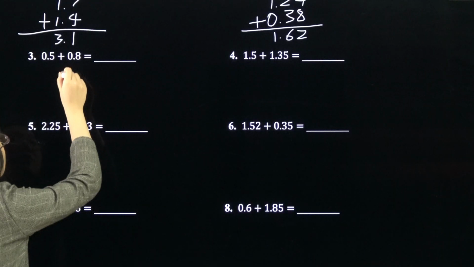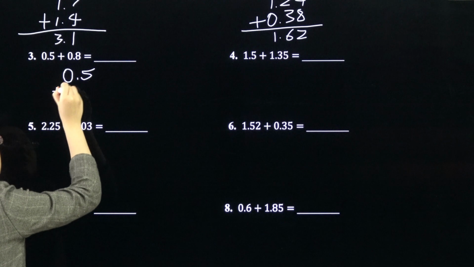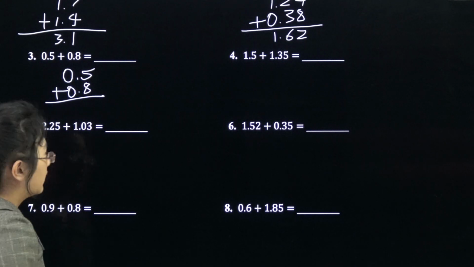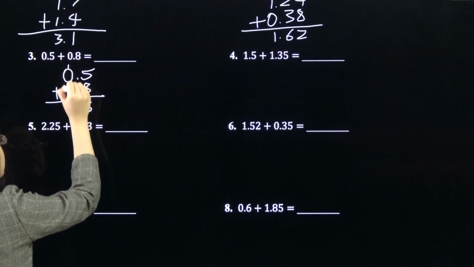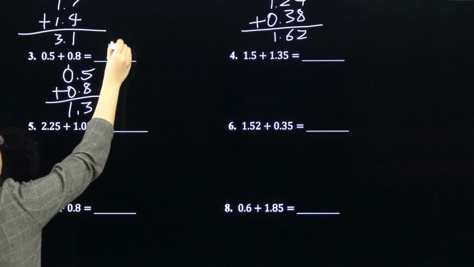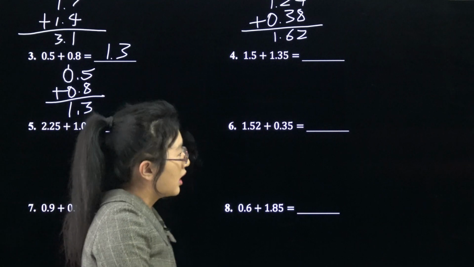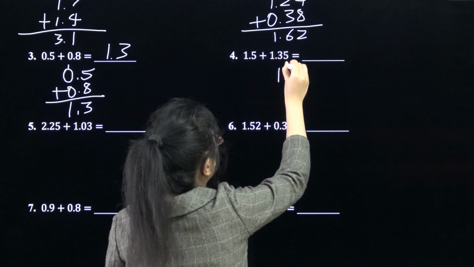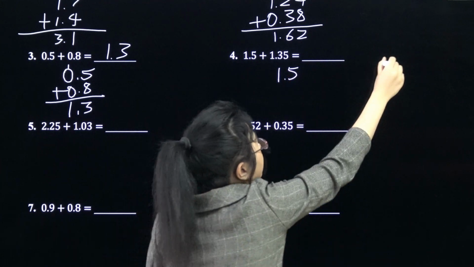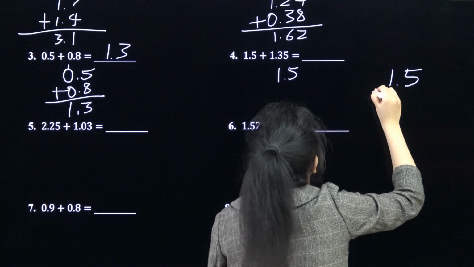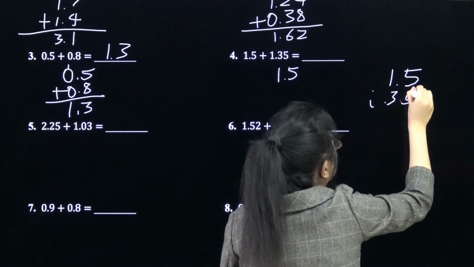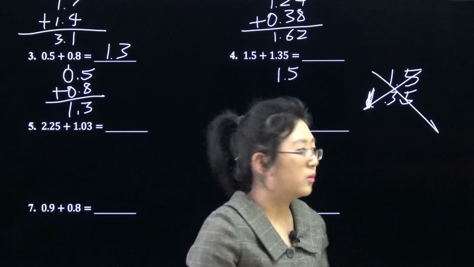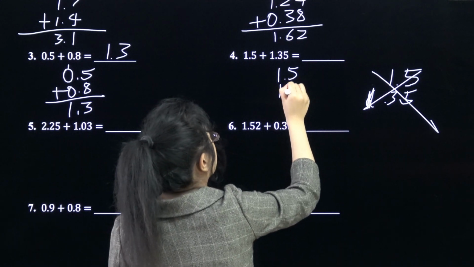Over here we have 0.5 plus 0.8. 5 plus 8 equals 13. And then we regroup and we get 1.3. Over here is what I was talking to you about. Align the decimal places. Don't do this. No, no, no. Just no. N-O. You line up the decimal places.